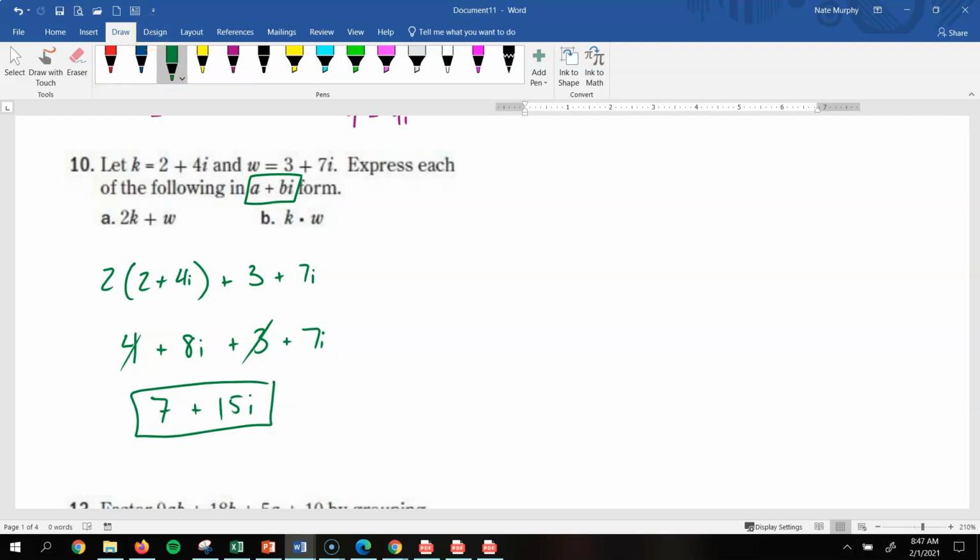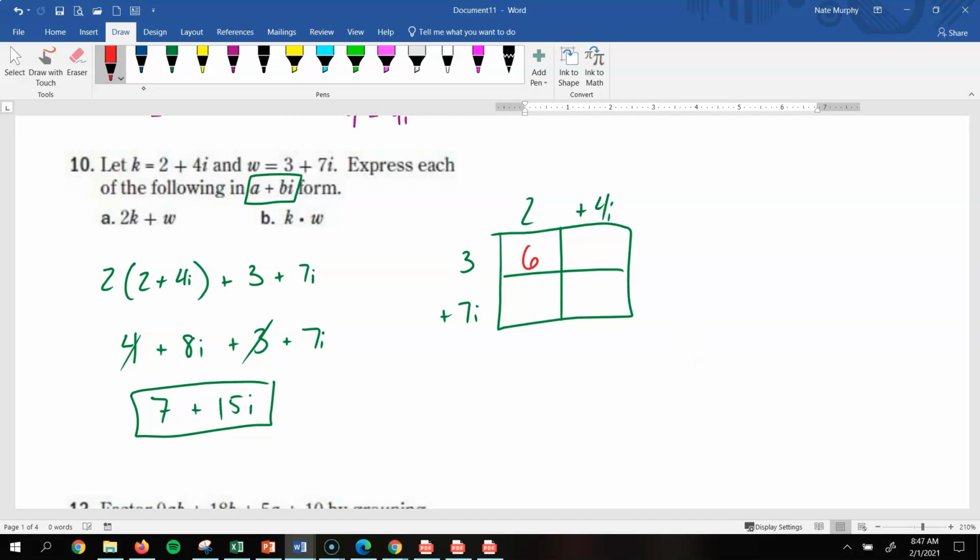Next, with k times w, I'm just going to jump right into the box here. So let's start by drawing the box, and then we're going to put k and w on the outside here. So k, it doesn't matter where we put it, it'd be 2 plus 4i. And the w, I'll put over here then, would be 3 plus 7i. So we multiply these together. 3 times 2 is 6. 3 times 4i is 12i. Bottom row, 7i times 2 is 14i. 7i times 4i would be 28i squared. But remember, i squared is negative 1, so this would be negative 28.